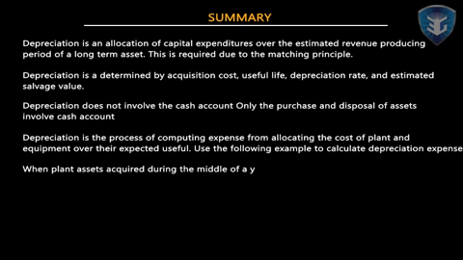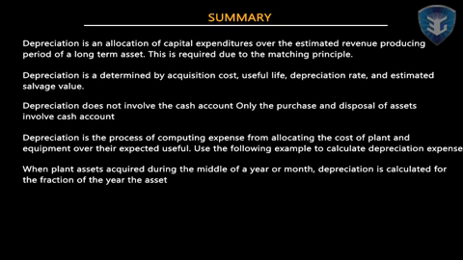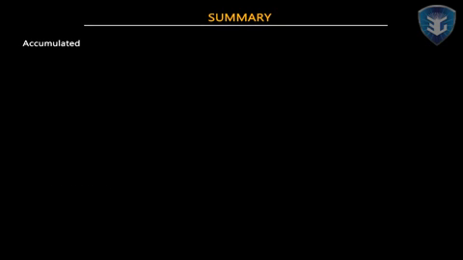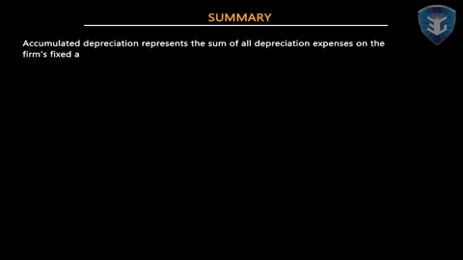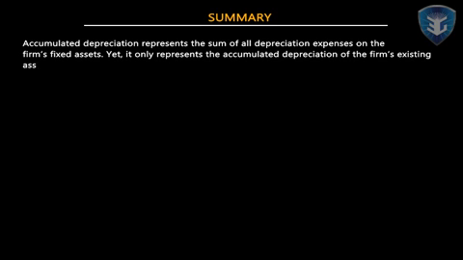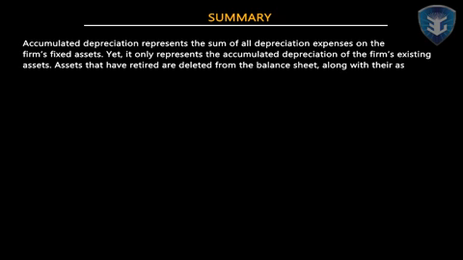When plant assets are acquired during the middle of a year or month, depreciation is calculated for the fraction of the year the assets are owned. Accumulated depreciation represents the sum of all depreciation expenses on the firm's fixed assets, yet it only represents the accumulated depreciation of the firm's existing assets. Assets that have retired are deleted from the balance sheet along with the associated accumulated depreciation.